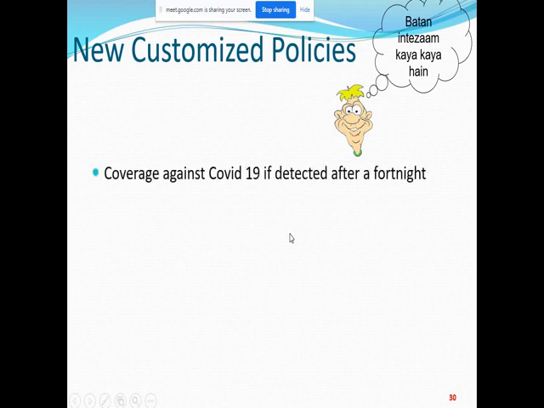Coverage against COVID-19 if detected after a fortnight. Some people might have mild symptoms of COVID and they can go for insurance. So in order to stop that, COVID symptoms or the RT-PCR test have to be taken after a fortnight of getting insured. So when you are insured, you should be fit and fine, not getting infected and then getting insured to bear the medical expenses.